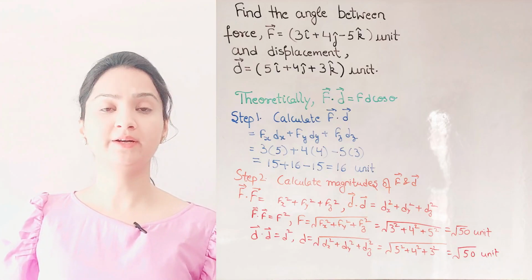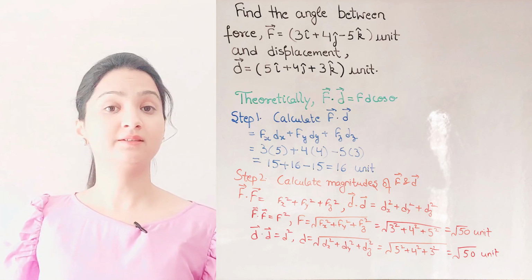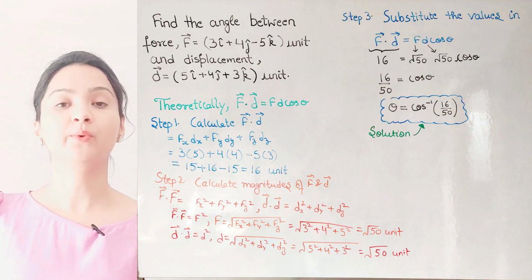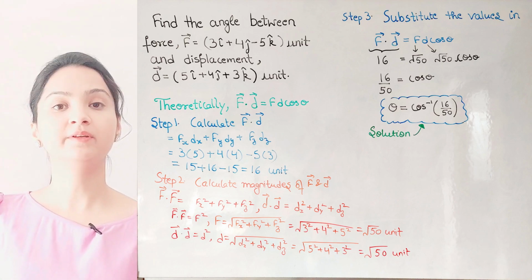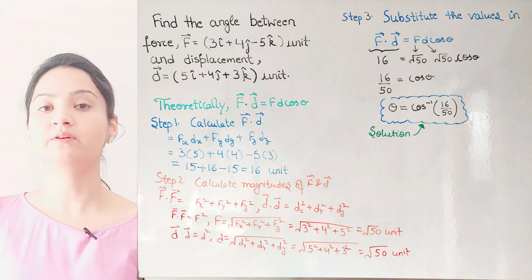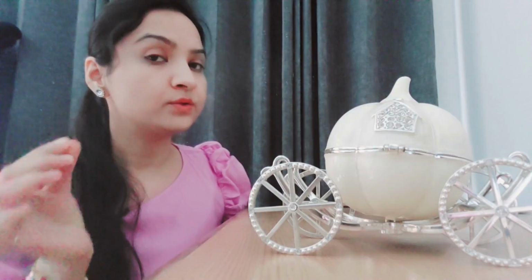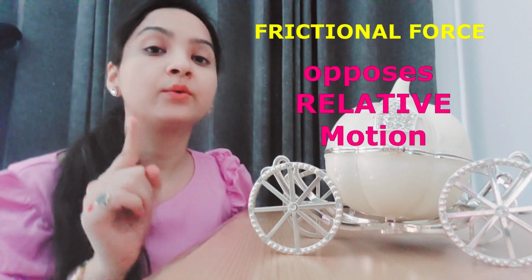Step 2 will be to find out the magnitude of both the vectors. Finally, in step 3, you will be substituting the value of F dot D and the magnitudes of F and D to find out cos theta, and theta will be nothing but cos inverse of the value that you are getting. So you all know about the force of friction and that it opposes relative motion.